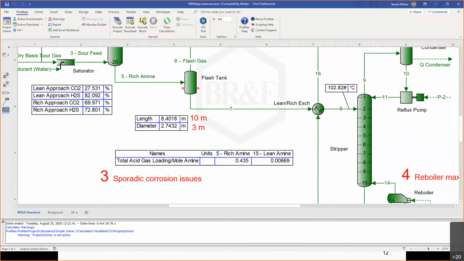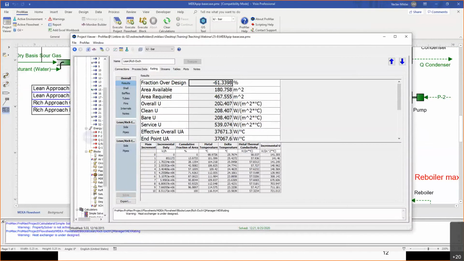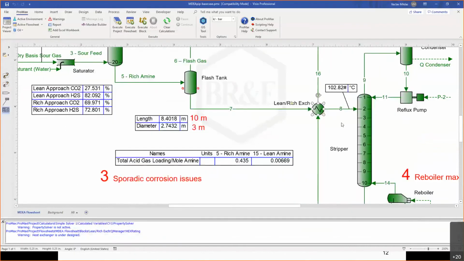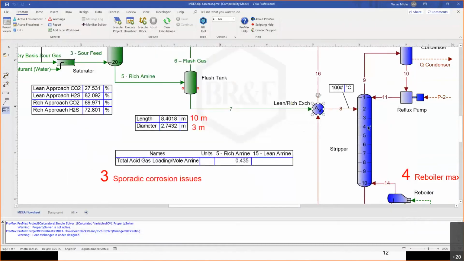Okay, so if I open the lean-rich heat exchanger now and I solve this rating, we'll see that the fraction over design is minus 61%. So it looks like with this new blend, it's not really working very well. So what I'm going to try in the first step is decreasing the feed temperature to the regenerator and see how it affects the fraction over design.